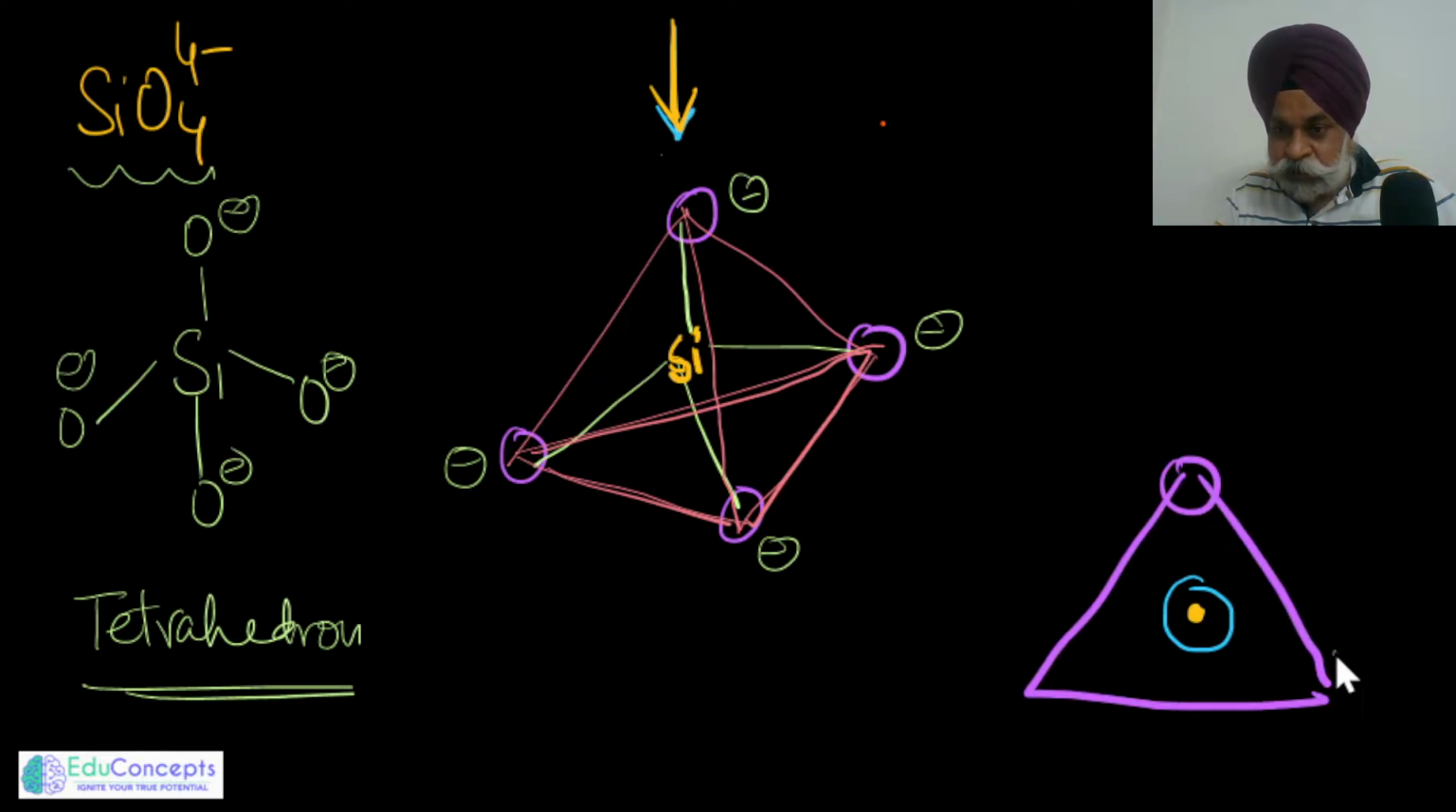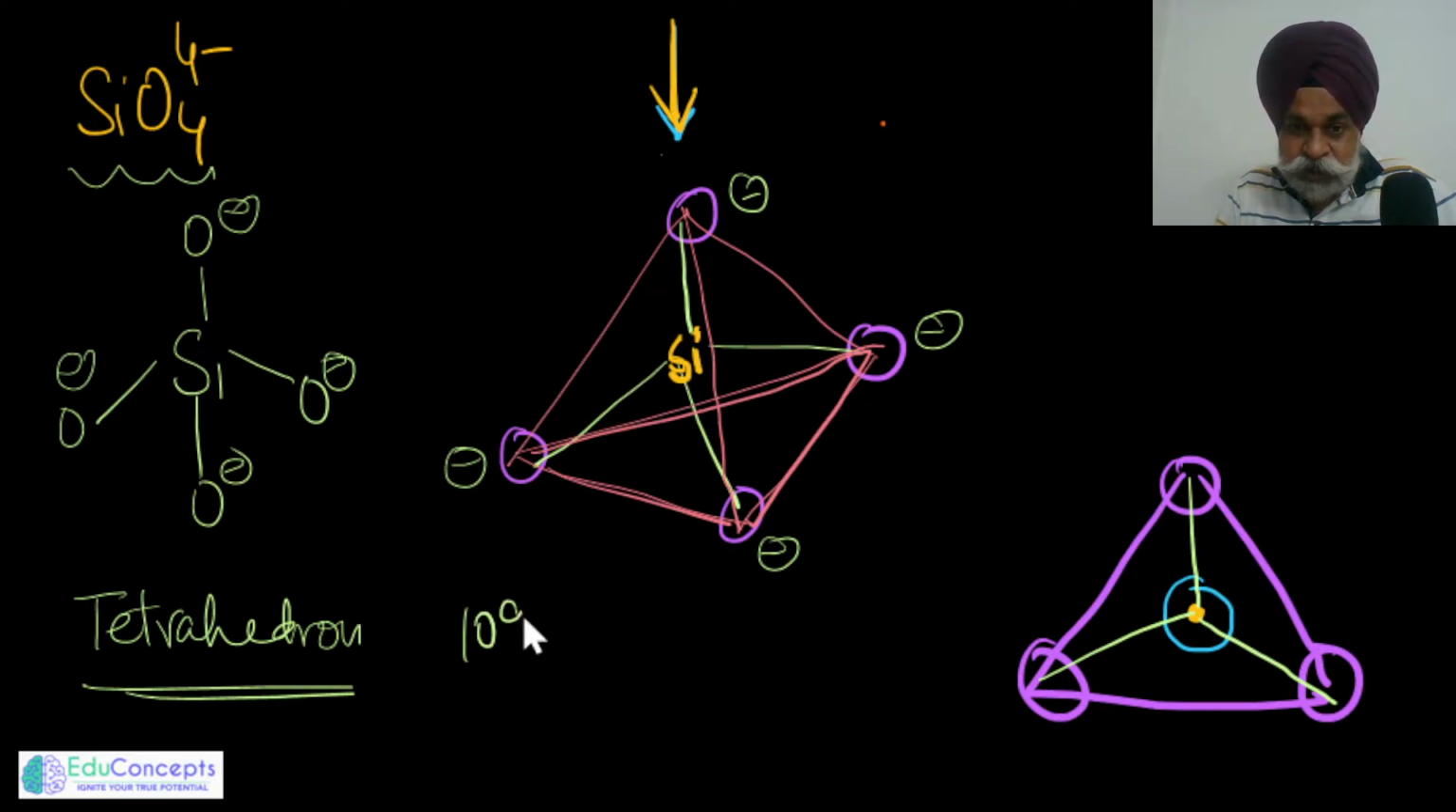This equilateral triangle at the bottom contains oxygen atoms at the corners, and these oxygen atoms are bonded to the silicon by these bonds. Although it seems like this angle is 60 degrees, it is not, because it is a 3D angle of 109.5 degrees, which is the regular tetrahedral angle. Here it is looking like 60 degrees. You have to see carefully which way I am showing it.